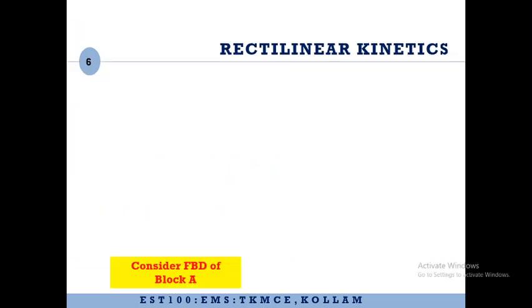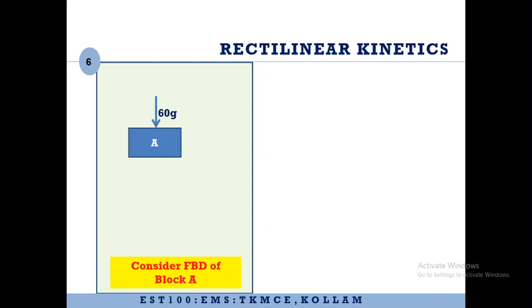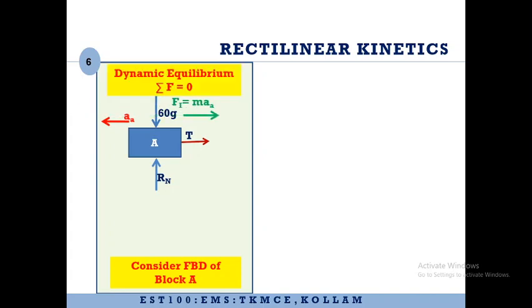Next, we have to consider the free body diagram of each of the blocks. Let us consider the free body diagram of block A. Its mass is 60 kilogram, so weight will be 60 into acceleration due to gravity, that is 60 g, acting in the vertically downward direction. Normal reaction will be acting in the upward direction. Tension will be acting in the horizontal direction. It is assumed to accelerate towards the left, so inertial force will act towards the right. Under the action of inertial force, it will be in a state of dynamic equilibrium. If we write the equation of equilibrium in horizontal direction, we will get T plus 60AA equal to 0. This will be equation number 2.